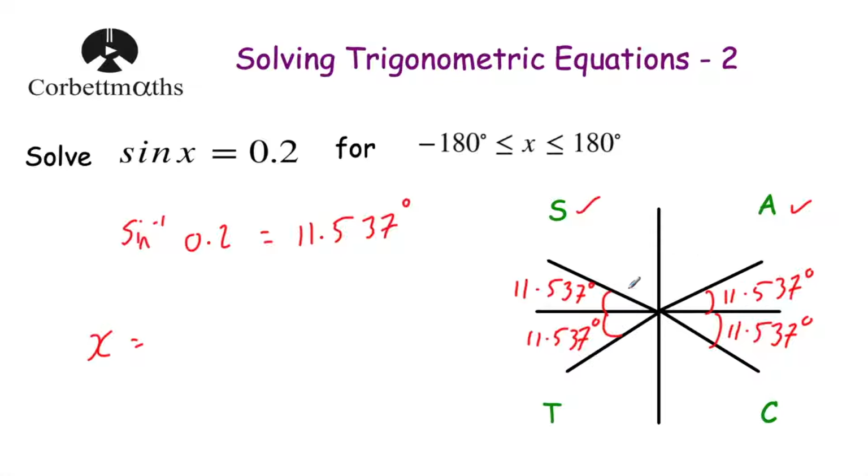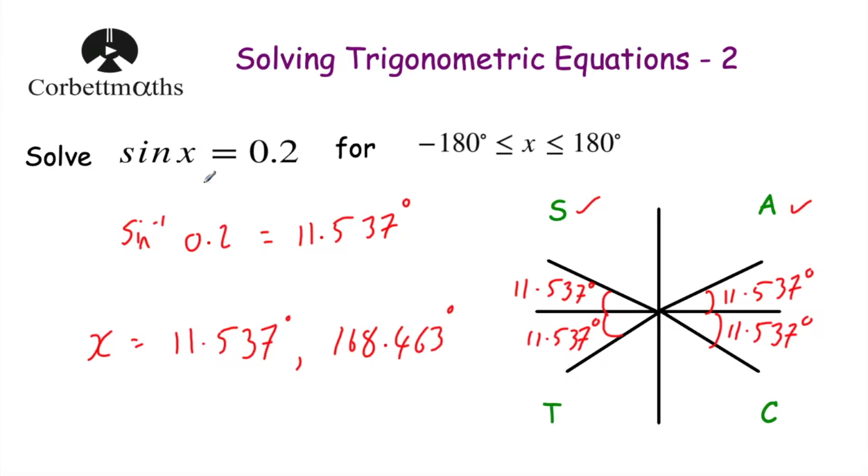And to find this solution, what I would do is I would take 11.537 away from 180 degrees, and that would give us the size of this angle here. So 180 subtract 11.537 is equal to 168.463 degrees. And that's it.